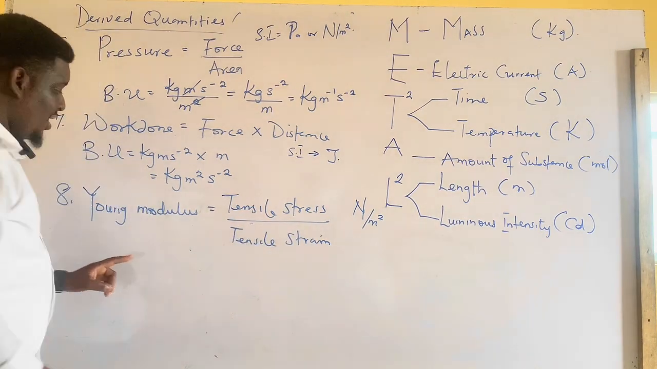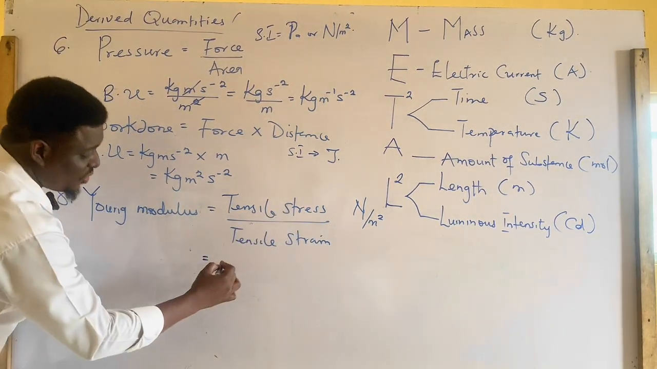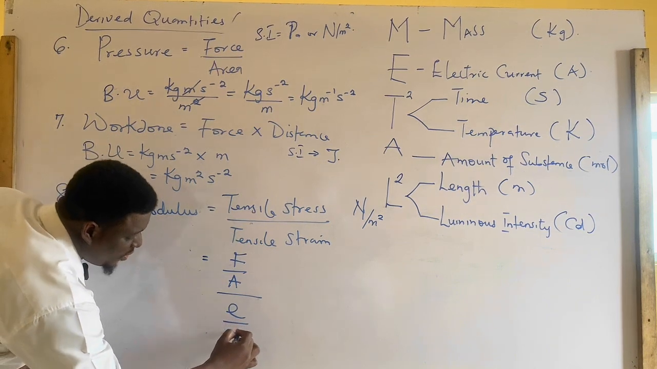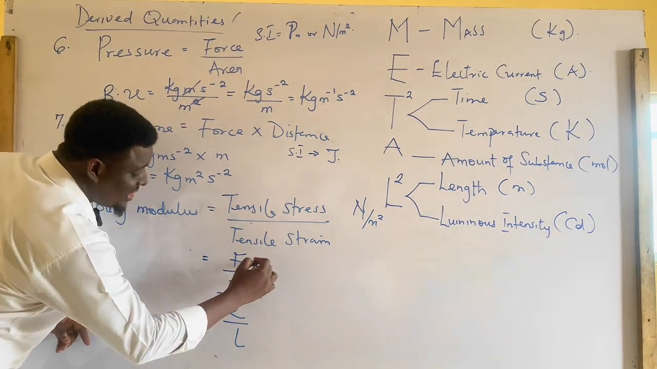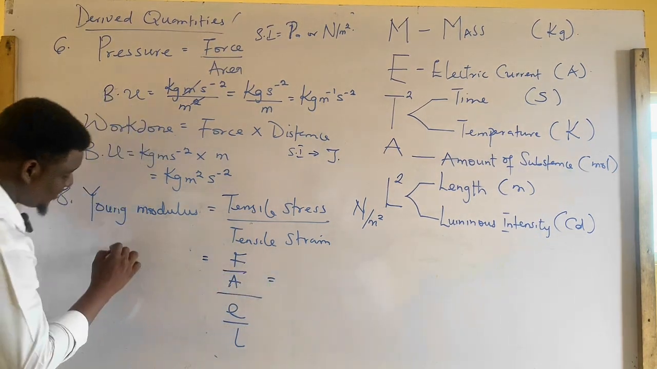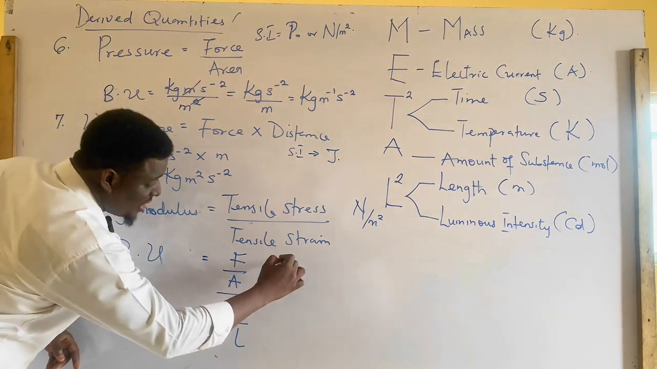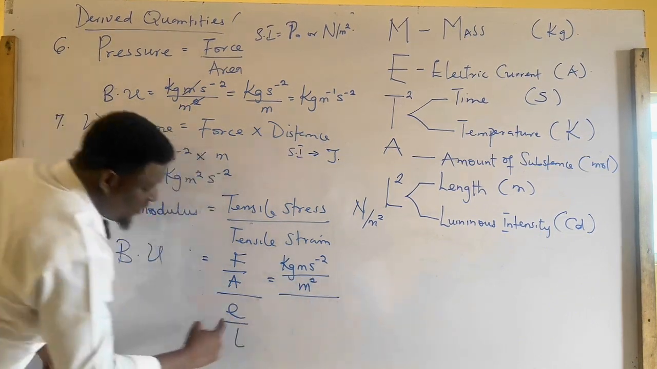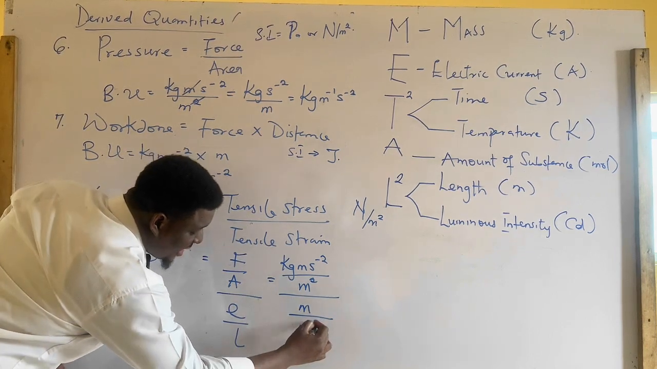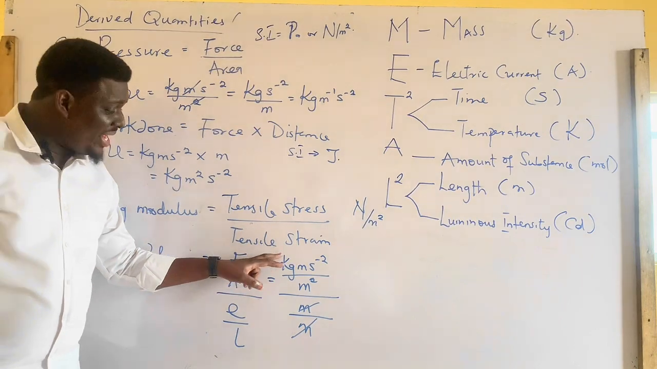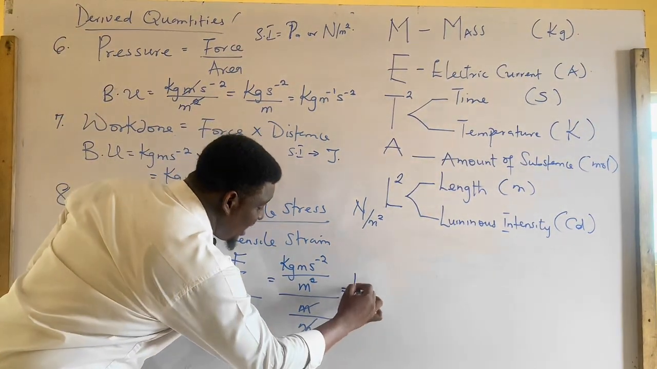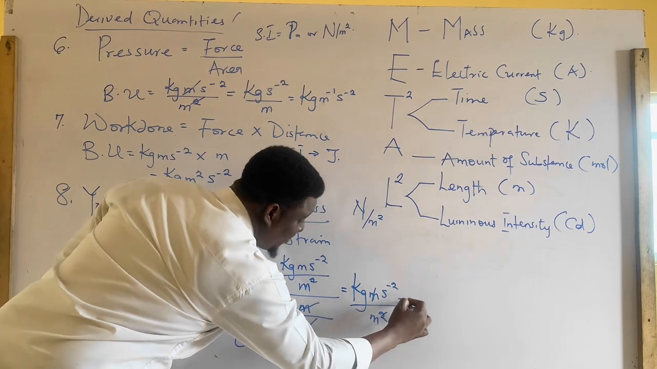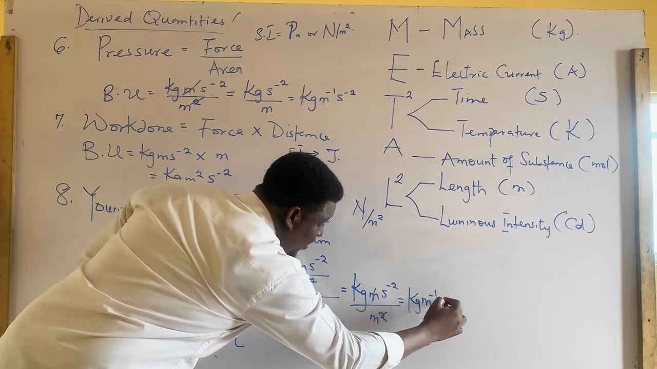But that is not it. So if we break this one down, what do we have? We have stress to be force over area. And we have strain to be extension over the original length. And what is the basic unit, rather? The basic unit for force is kg m s^-2 over meter square over meter. So when we cut this out, that is why we say that strain is dimensionless. So we have kg m s^-2 over m^2. Cut it out, you have kg m^-1 s^-2.